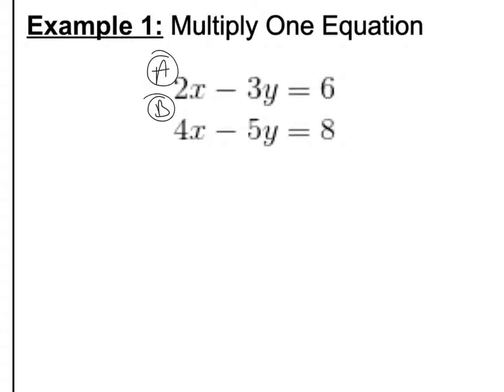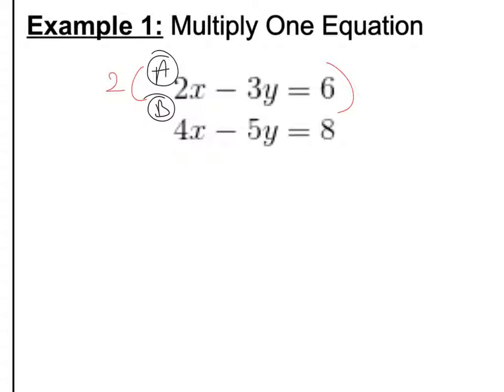Now, if you take a look at these, which variable is going to be really easy to get rid of? If you're thinking the x, you're right, because all I have to do is this. What do I have to multiply the A equation by? The whole thing will get multiplied by it, to make this look like this. And if you're thinking 2, which I really hope you are, you're right.